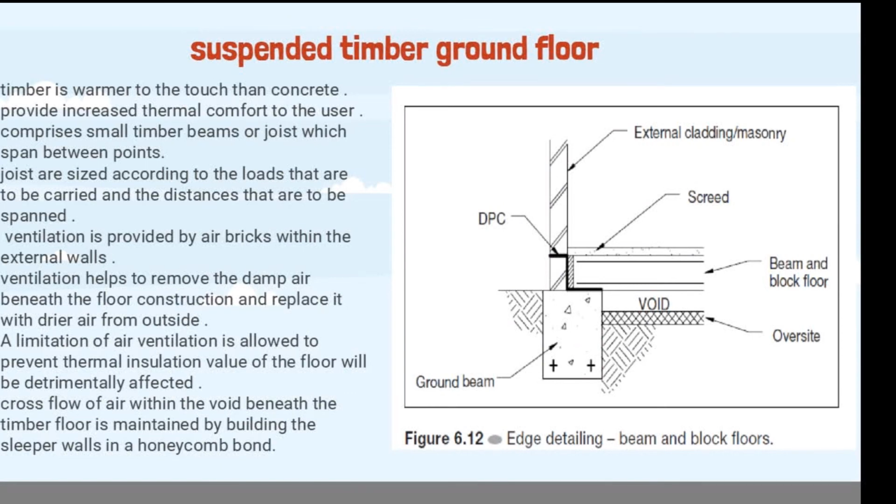Ventilation is provided by air bricks within the external walls. Ventilation also helps to remove the damp air beneath the floor construction and replace it with drier air from outside. A limitation on air ventilation is applied to prevent the thermal insulation value of the floor being detrimentally affected. And the last one, cross flow of air within the void beneath the timber floor is maintained by building the sleeper walls in honeycomb bond.